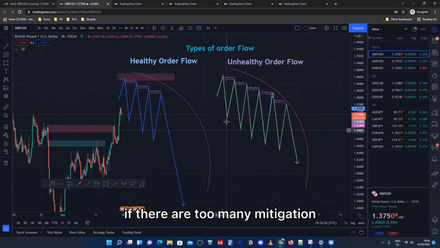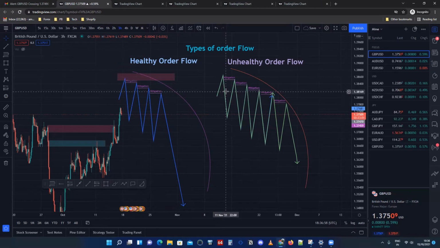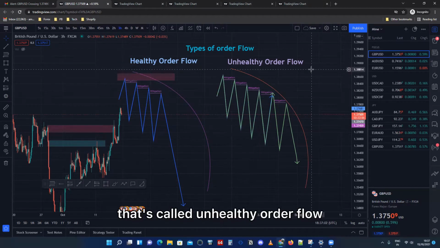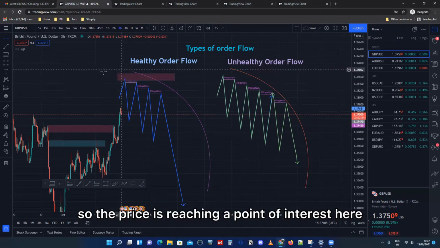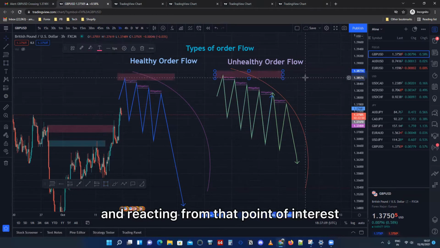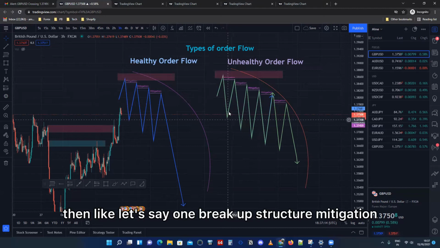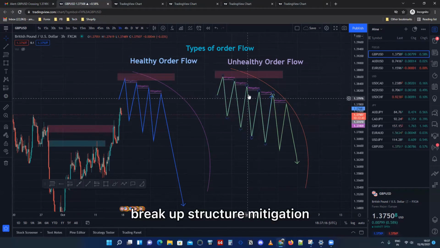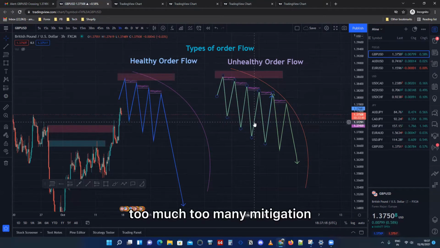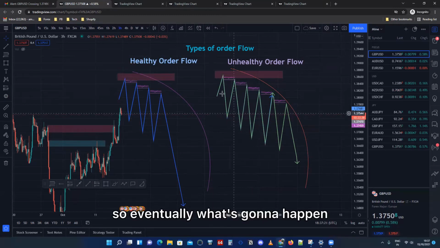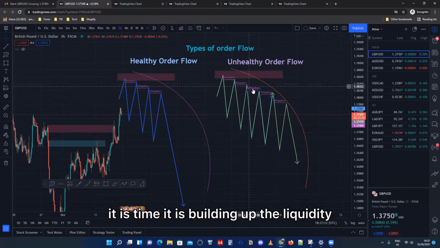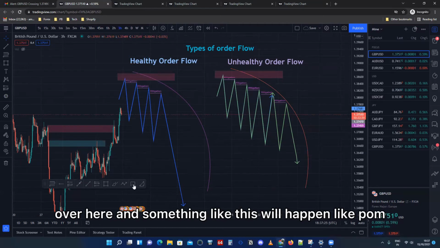If there are too many mitigations, that's not a healthy order flow. That's called unhealthy order flow. For example, here the price is reaching a point of interest and reacting from it. Then, let's say one break of structure, mitigation, break of structure, mitigation. There are too many mitigations. So eventually what's going to happen? It is building up liquidity over here, and something like this will happen, like boom.